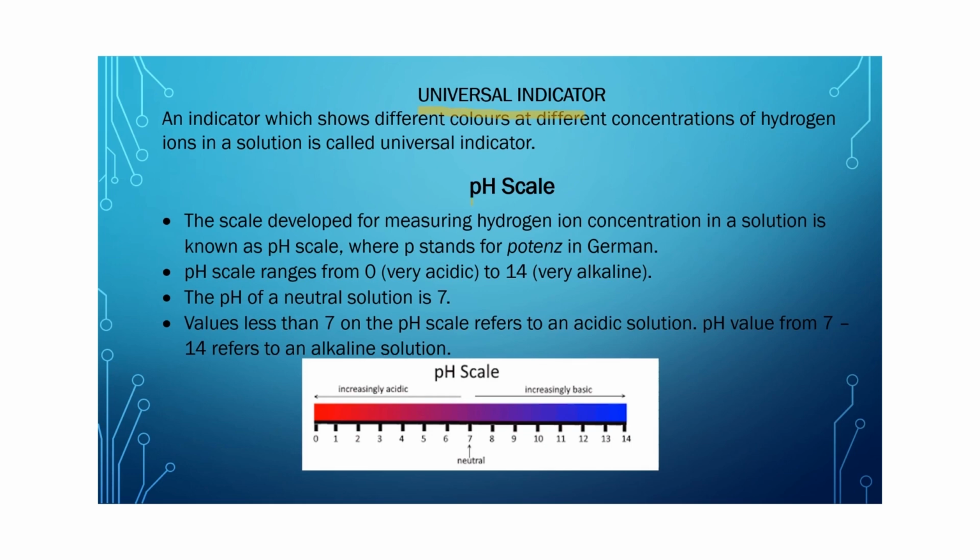So at this point the pH scale should be talked about. A scale was developed to measure hydrogen ion concentration in a solution, and this scale is known as the pH scale, where P stands for potens, which is a German word. This pH scale ranges from 0 to 14. 0 means very acidic and 14 means very alkaline. The pH of a neutral solution is always 7. Below 7 is the acidic condition and from 7 to 14 is the alkaline condition.